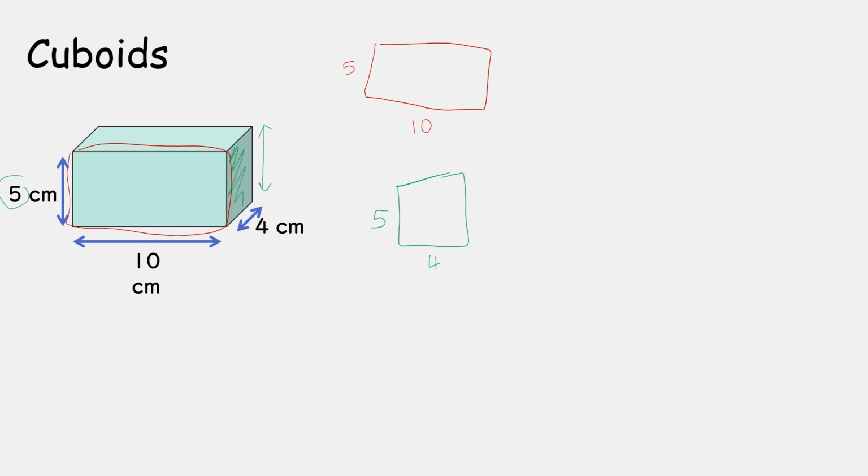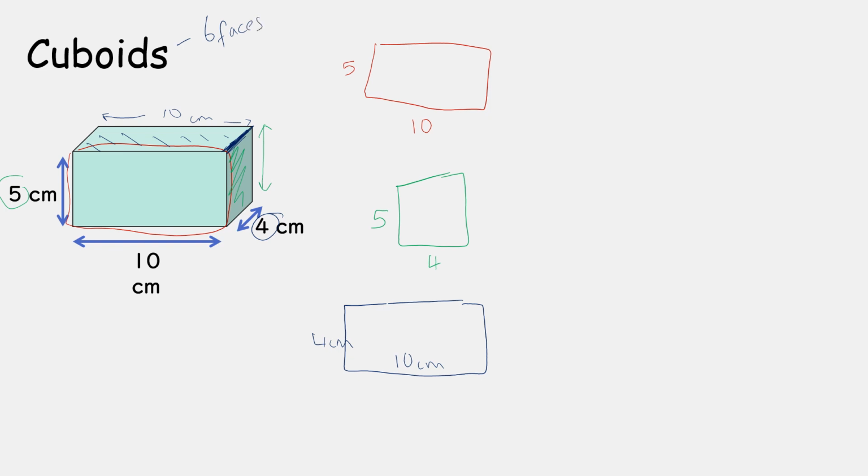The other face I can see is this one on the top here. So I'm going to draw that one as well. And what are the distances? Well, going across this way here, that's also going to be 10 centimetres. So I'm going to add that to my diagram. And what's this length here going to be? That's the same as down below, that's 4 centimetres. So those are our 3 different types of faces, but a cuboid has 6 faces, doesn't it?